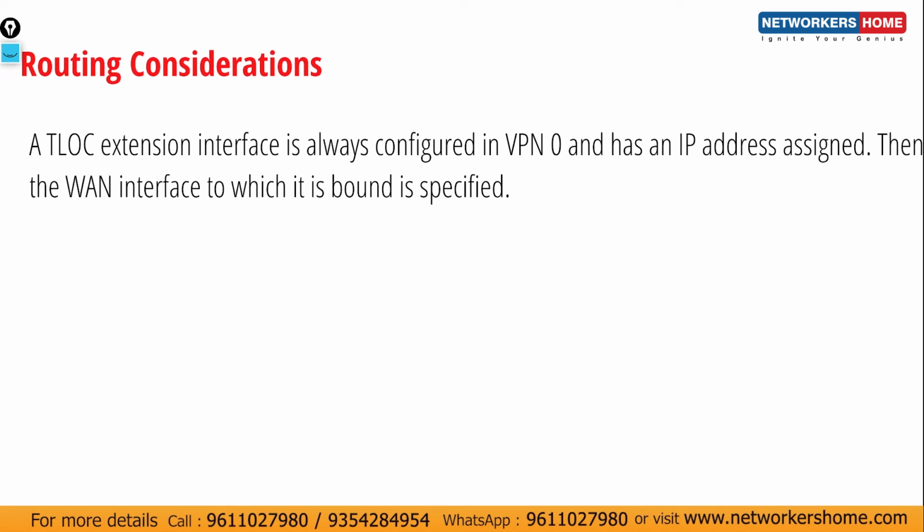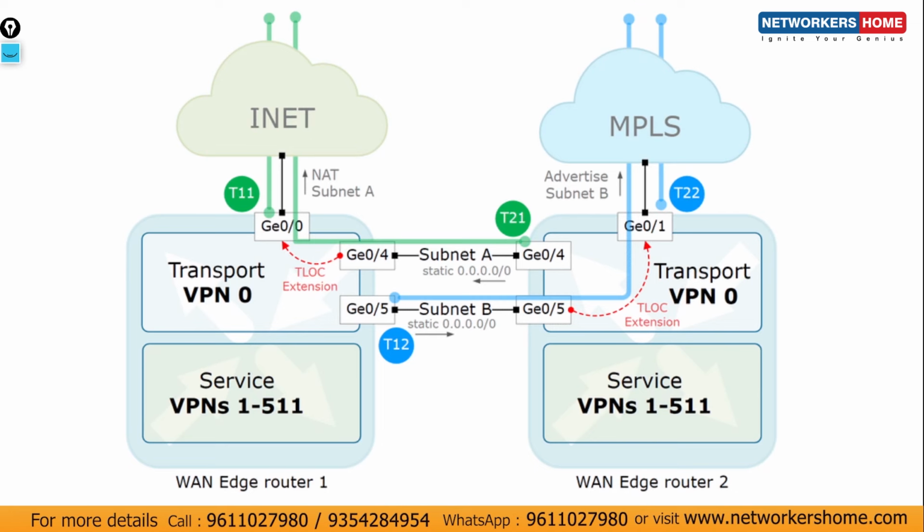What are the routing considerations that we have? A TLOC extension interface is always configured in VPN 0, because you are extending your transport to the other side, and it has an IP address assigned. Then the WAN interface to which it is bound is specified. So here we can see that there is an internet connection and an MPLS connection, so two TLOCs are basically happening. See that two TLOCs are happening. Let me pick up the marker here.